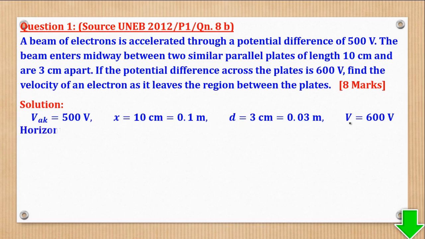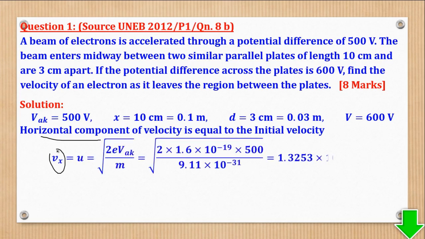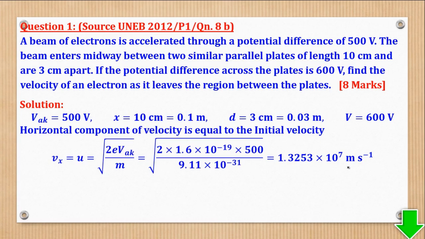Now next is to remember to quote the formula and then you substitute. So we already said that horizontal component is equal to the initial velocity, therefore Vx is equal to U, and that U is the speed of the electron initially. And we already saw this formula, 2 times electronic charge, which is a constant, times accelerating PD, divided by mass of the electron, which is also a constant. So that gives you the horizontal component of the velocity.